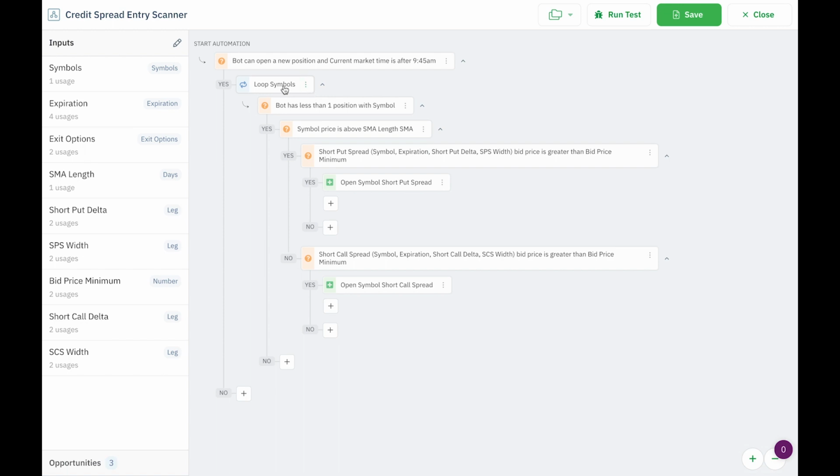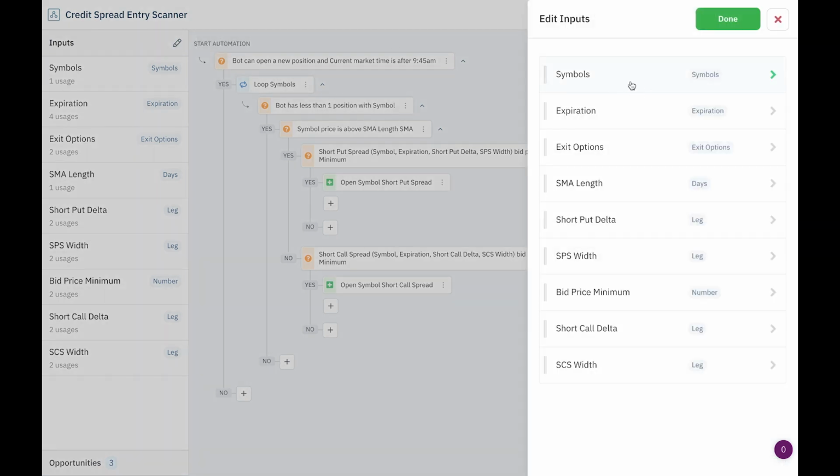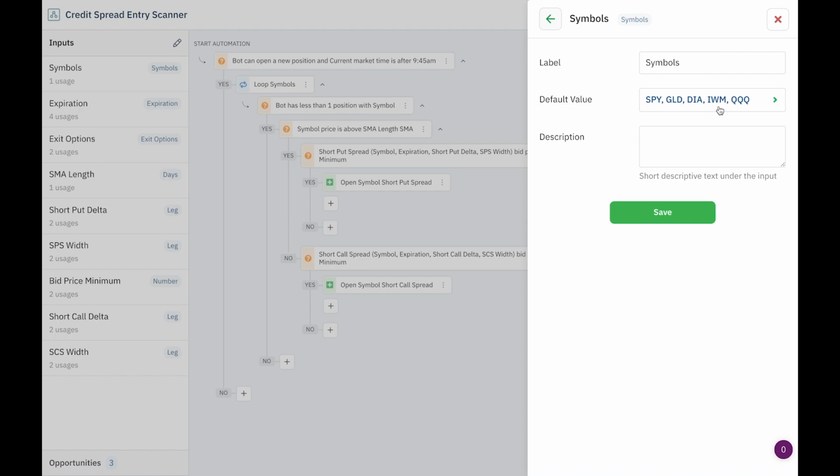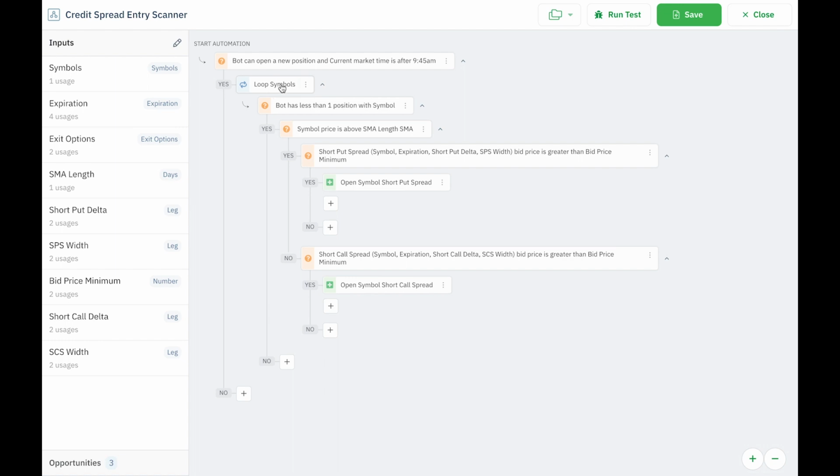And so here, one thing that is different is I am using a symbol loop. So I'm not using just SPY. If I go over to the inputs, if I look at the symbol input, these are the symbols that I would be trading: SPY, GLD, DIA, IWM, and QQQ. Okay, so these are index ETFs, and then gold is obviously a gold ETF. And that usually trades independent, or it's non-correlated with SPY. Right, so I'm trading all of those.